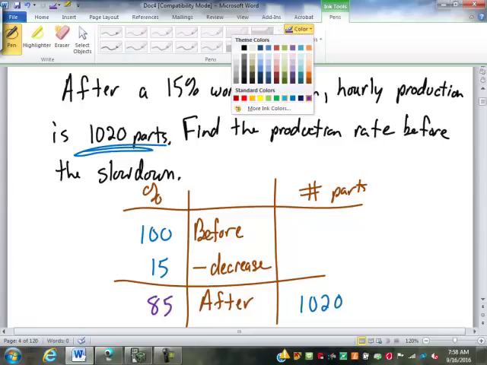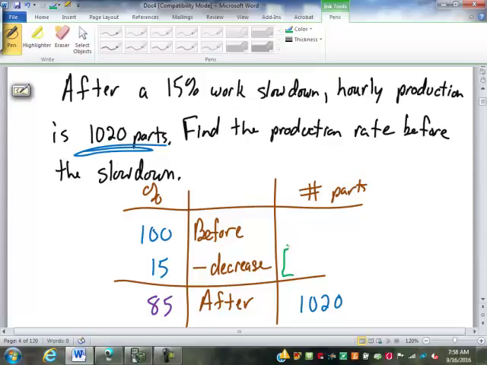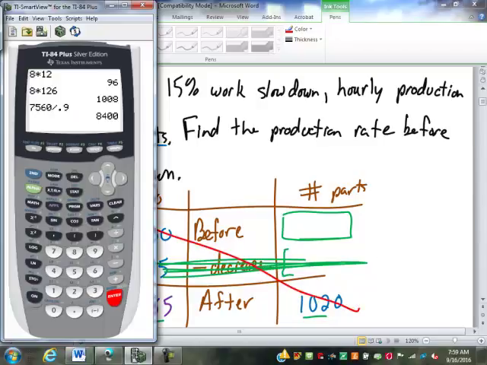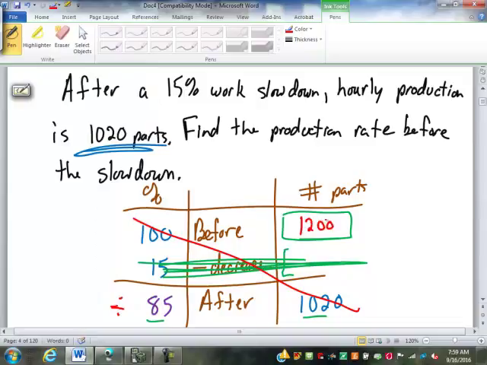What are we looking for? Are we looking for the amount of the decrease? Or we're looking for the before rate? So in this case, we don't need that middle row. I'll get rid of it. Because I have to have the bottom row because that's the one I have both numbers for. And the top row has what I'm looking for. So now I can just use right inside the table here. I don't even have to rewrite it. I can do 100 times 1,020 divided by 85. 1,200 parts was the production rate before the slowdown.